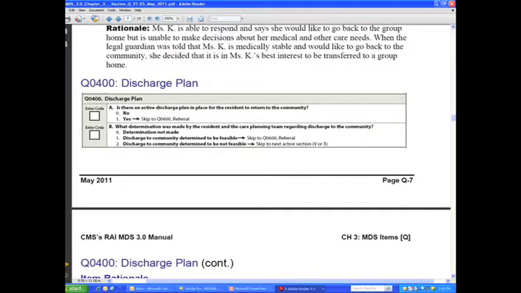Let's look at 0400. The first portion of the question asks us, is there an active discharge in place for the resident to return to the community? It's a yes or a no question. If there's an active discharge plan in place, and you answer yes, there's an automatic skip pattern that you would go then to 0600, to the referral. If the answer is no, then we need to speak a little bit more about that.